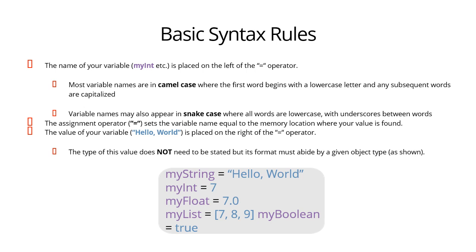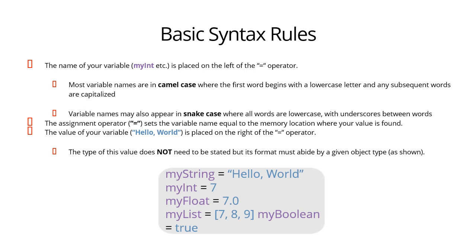Two, variable names may also appear in snake case, where all words are lowercase with an underscore between the words. That is also another case. The first, we talked about camel case, where the first letters are small and subsequent words are capitalized, while snake case has all words in lowercase with an underscore between words.